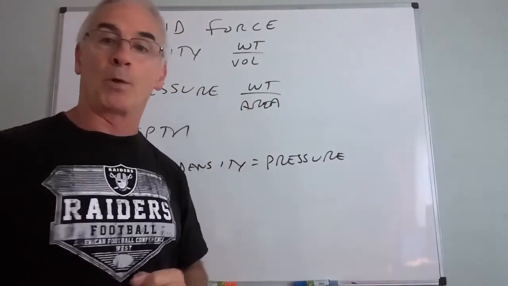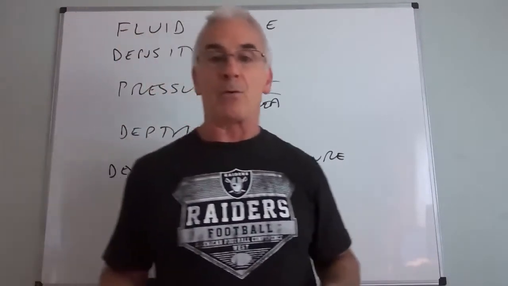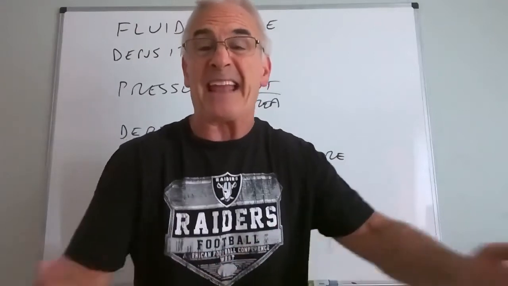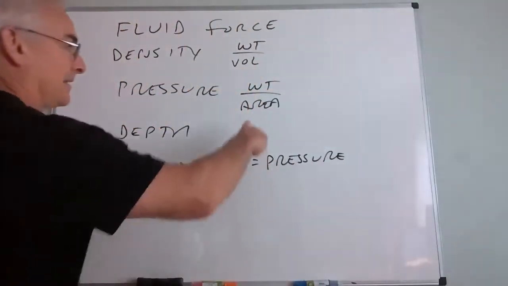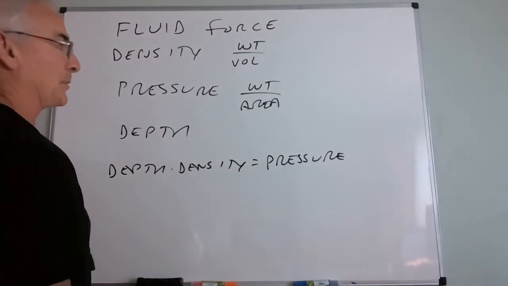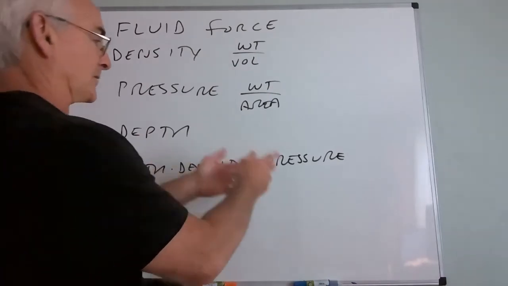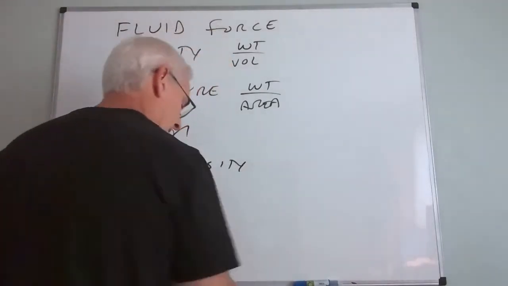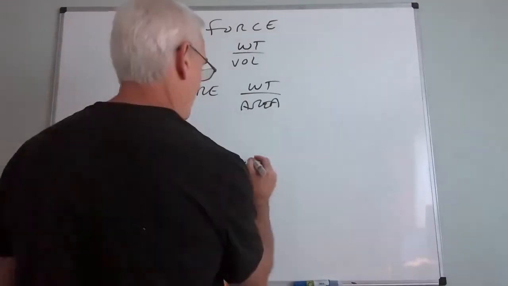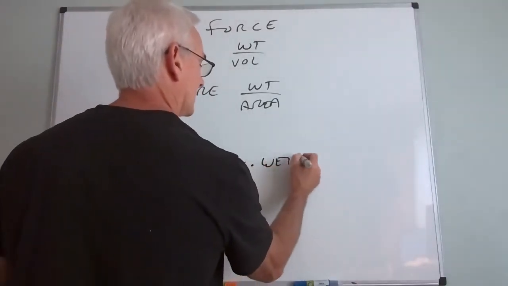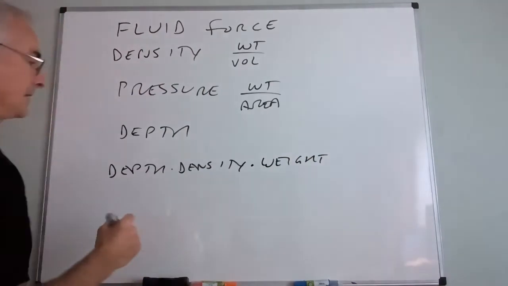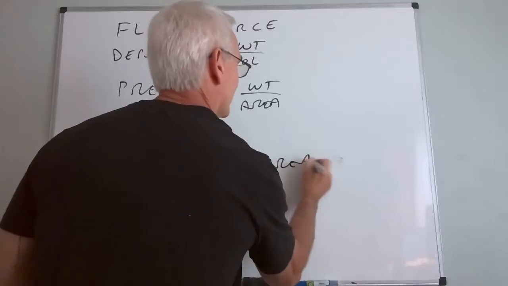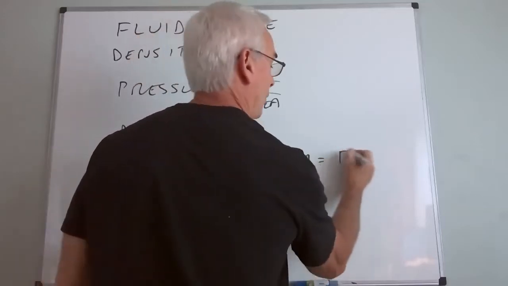Smaller denominator, more pressure. So if I wanted to figure out the force on the bottom of the pool, that's a really simple thing. I just figure out the area. So I've got the depth, the density gives me the pressure, and I multiply that by the area, that gives me the weight. Times the area, I will get the weight or the force.